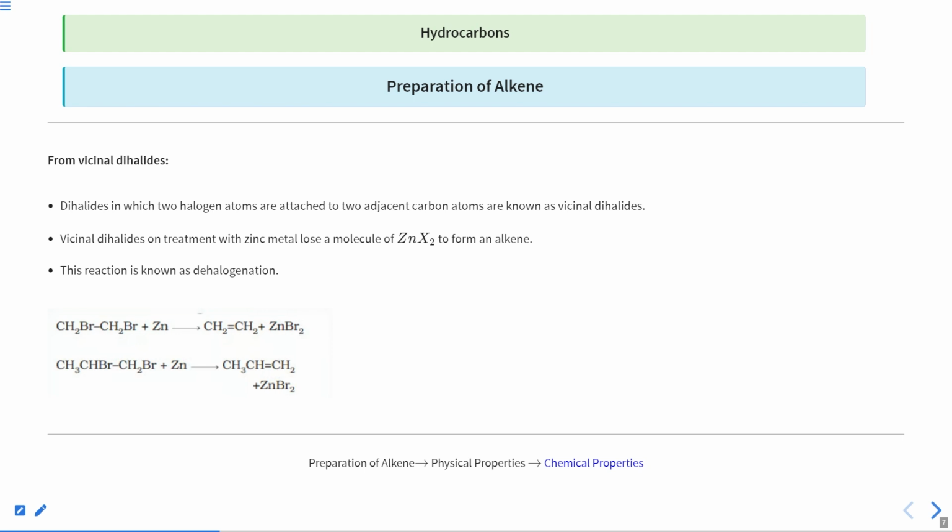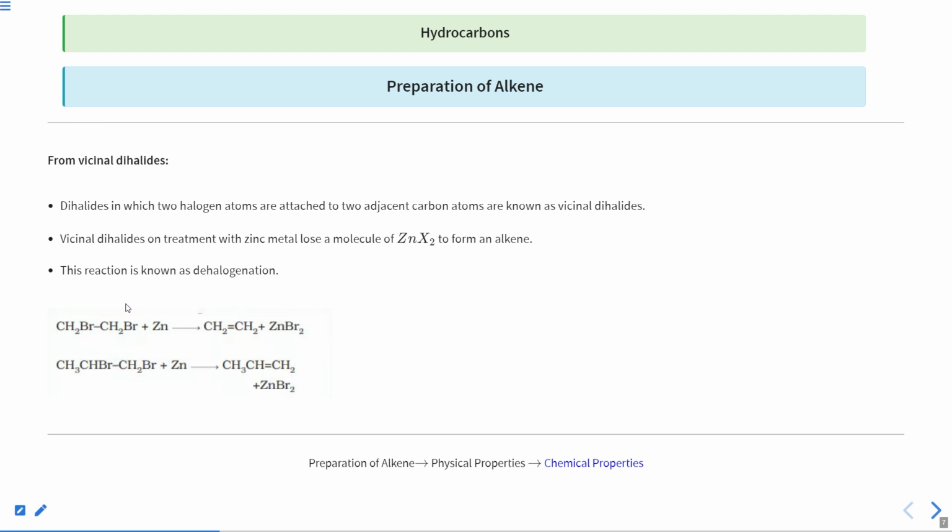Next is from vicinal halide. So first, what is the meaning of vicinal halide? There are two kinds of dihalides. One is vicinal dihalide, second is geminal dihalide. If both of the halogens are present on the same carbon, then we call it geminal dihalide. And in this case, both of the halogens are present on different carbons, but they are on adjacent carbons. Those are called vicinal dihalides. So this is important that the halogens should be on two different carbons, and those two carbons should be adjacent to each other, next to each other. Then only we can call it vicinal dihalide.